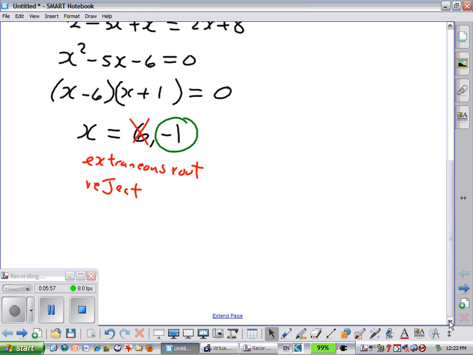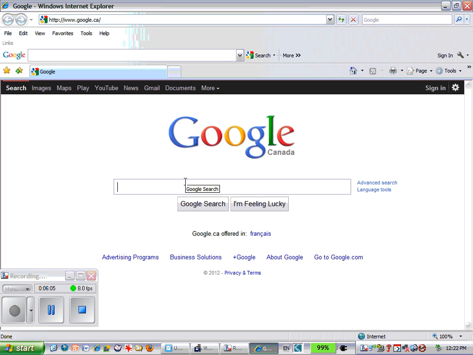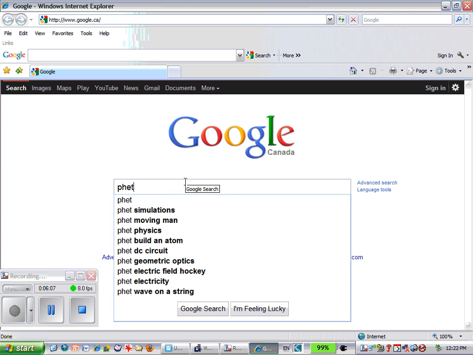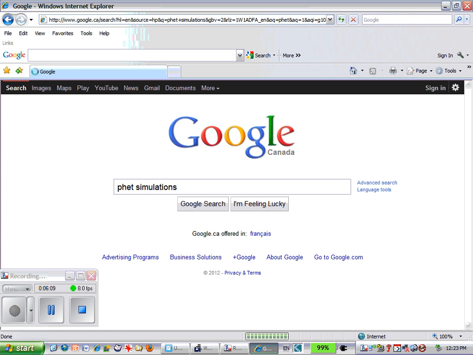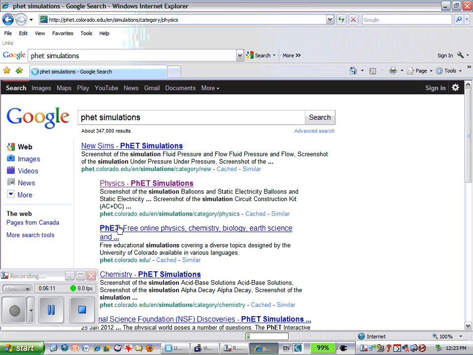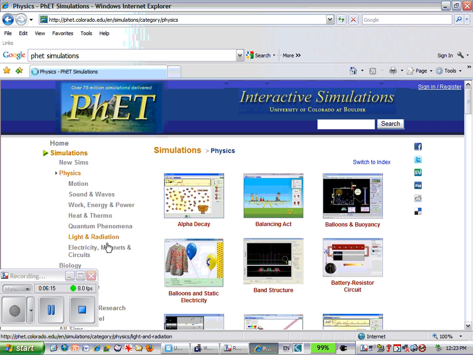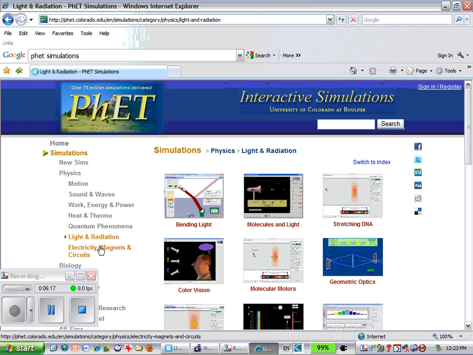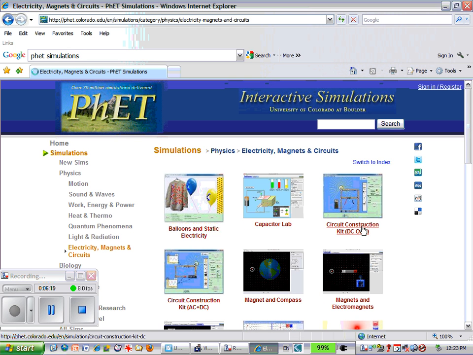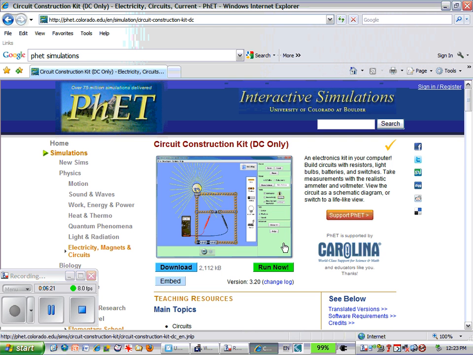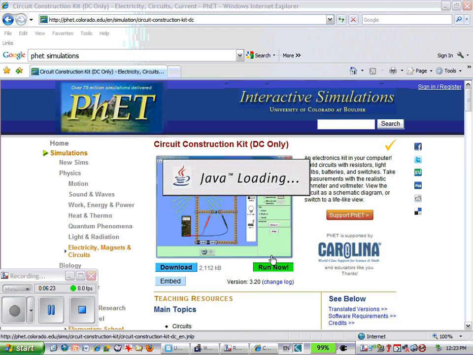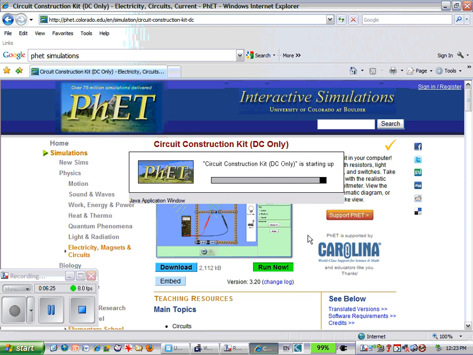Now, I see I need another 2 minutes worth of time. So let's see if I could find, let's say, a simulation site in physics. Physics simulations from PhET, one of my favorite simulation sites. Looking for a physics simulation. Light, nah, I'll go electricity, magnetism. Looking for circuits, because I just finished circuits with my physics 12 students.